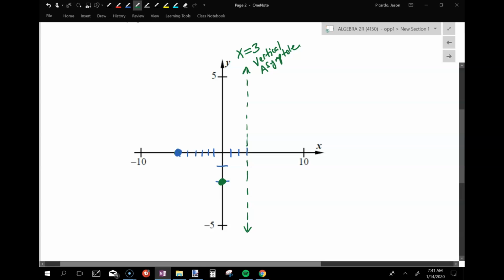So I'm just going to kind of label all this stuff, guys, so that when you go back and look at it, you'll know what everything is. All right, so there's a root, there's a y-intercept, there's a vertical asymptote.